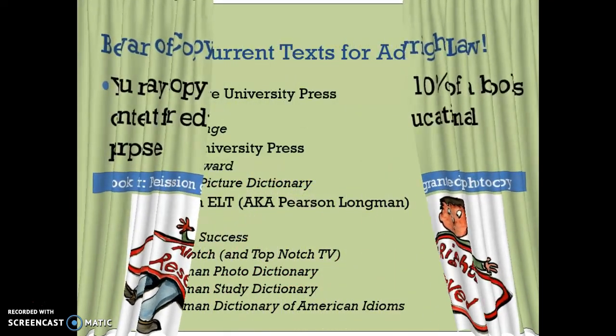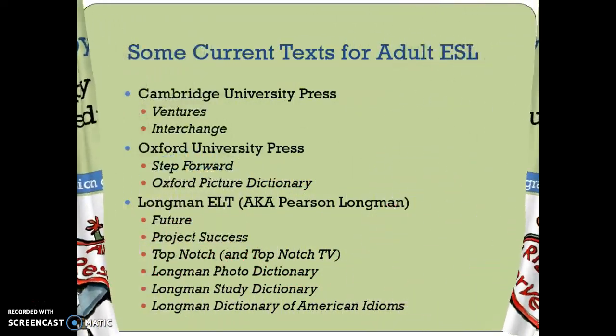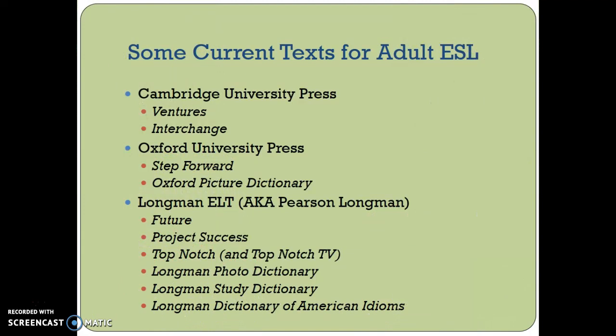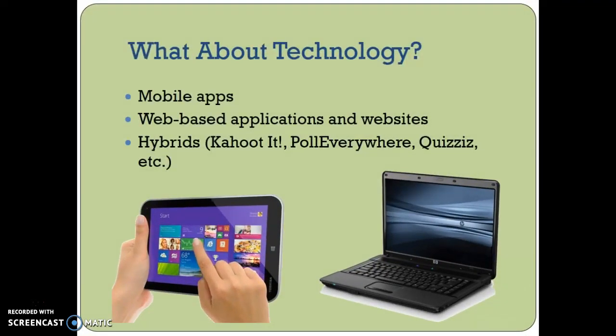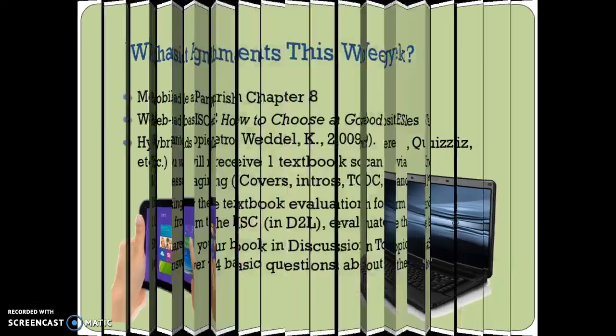Here's the big reveal. Some of the core texts and popular titles for adult ESL are published by Cambridge, Oxford, or Longman ELT. There are some other publishers out there, but these are the big top 3. What about technology? You should be applying the same critical thinking skills to an online application or an online English website that you give to the textbook. They're not all created equally.